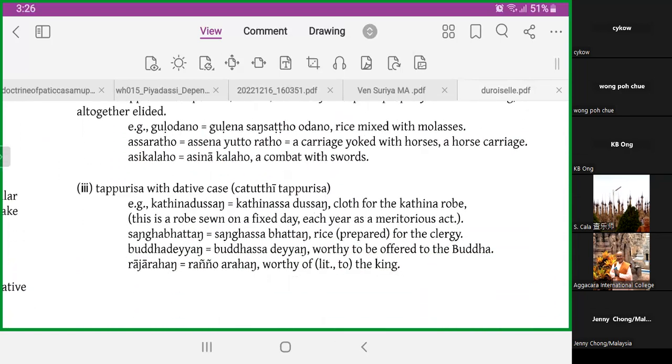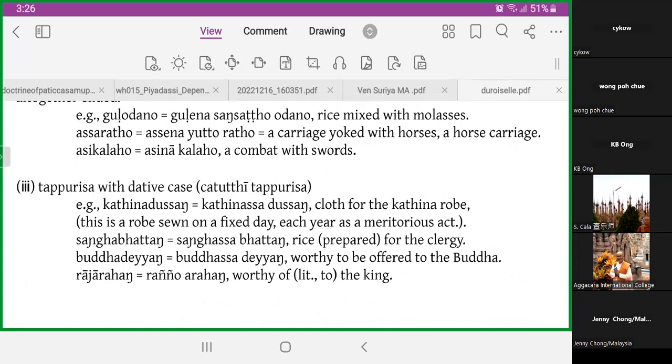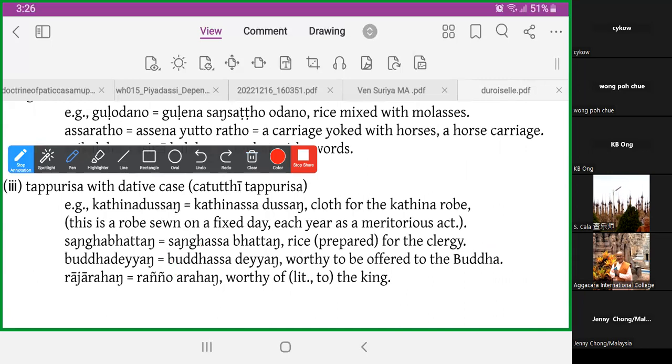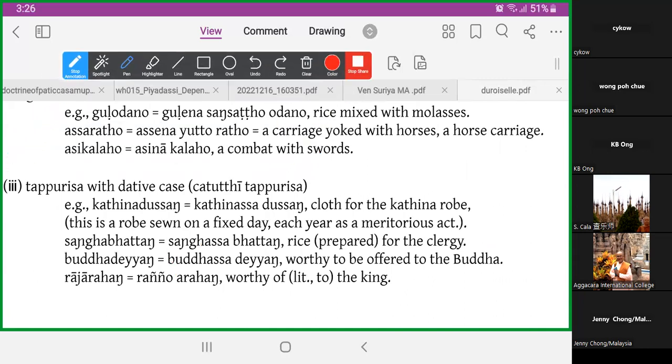Okay, now we go for this one. This one is a dative case. So this is called Chatutthi. All right. So we already went through the Dutiya Tappurisa, number two, Tatiya Tappurisa, instrumental case, and now on this Chatutthi. Chatutthi is the dative case here because dative is the number four case. So this Tappurisa is called Chatutthi Tappurisa, Tappurisa with dative case.